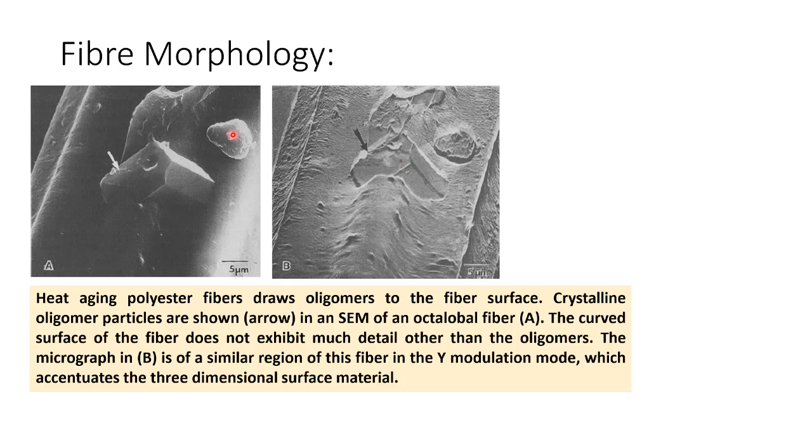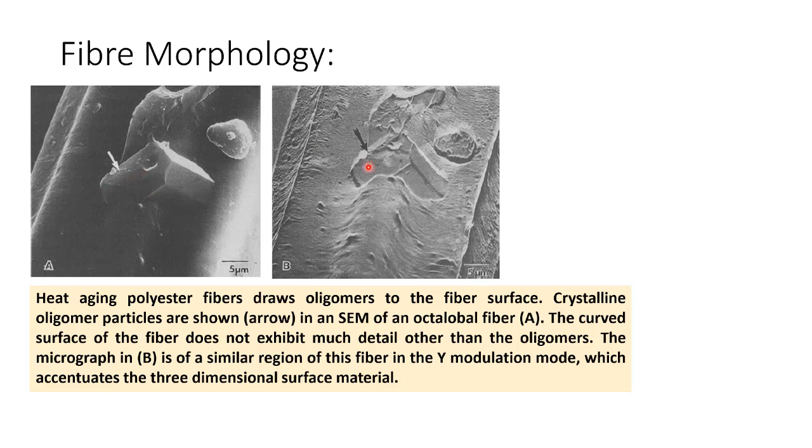So again, to check the fiber morphology. In the optical microscope we were able to get an image of the fiber morphology, but in the SEM we will get even better resolution and better magnification as compared to the optical microscopy. Here it is showing an oligomer on the polymer fiber surface, and the curved surface of the fiber does not exhibit much detail other than the oligomer, and this is the oligomer particle, which is shown by the arrow.